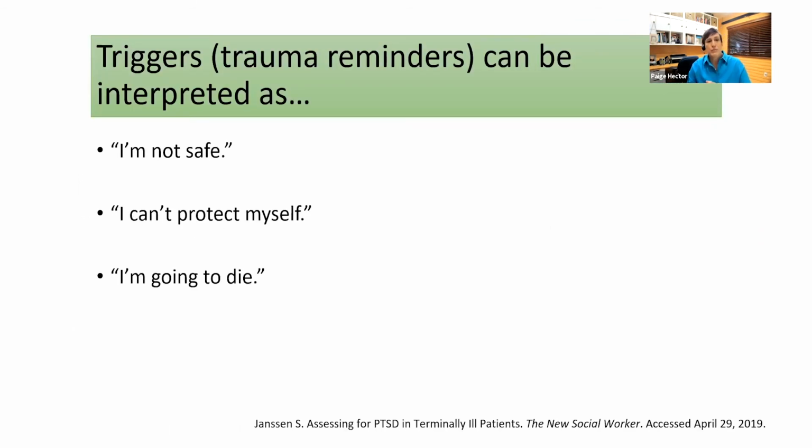So triggers, trauma reminders, when those occur, what that can remind us of is, I'm not safe, I cannot protect myself, or I am going to die. Literally, that's what our body and mind are telling us when we feel triggered. Whether it's actually in reality or not, it doesn't matter. That's what our biological stress response is telling us, and that's alerting us to that danger.